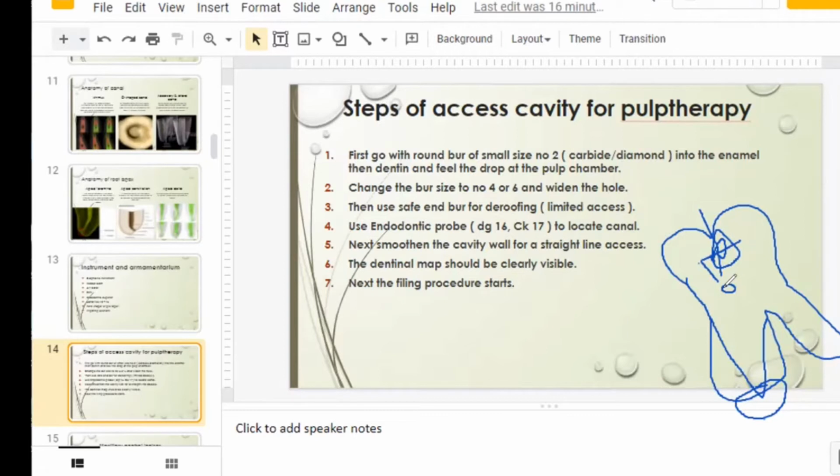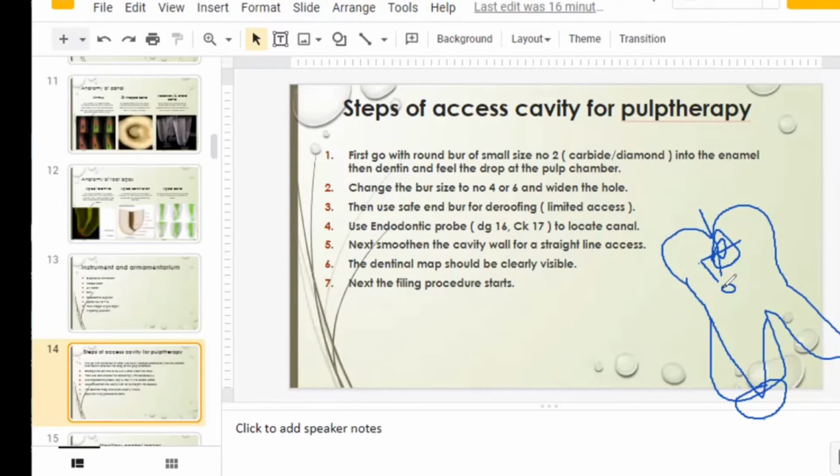After testing with the DG16 and 17, you should observe the dentinal map. The dentinal map should be very clear. It is like a treasure hunt: if somebody is doing a treasure hunt series, they'll have some maps, those are the clues, and from here they have to go there. So our dentinal map is that important for the success of our root canal. If you get the dentinal map, you can say it is half done and the success rate of your endo is good. Next, the filing procedure starts, and after that, cleaning.